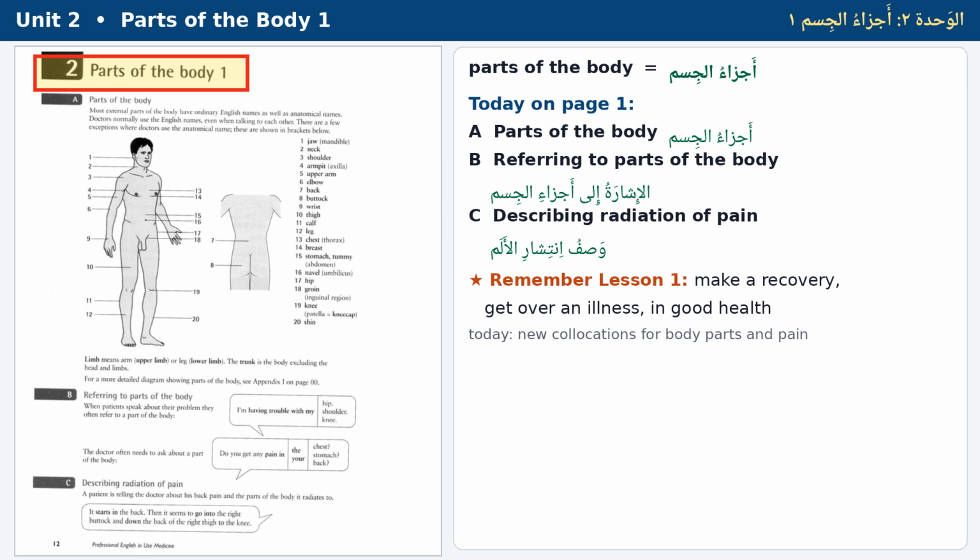Excellent. Now, look at page 1 on the left side of your screen. This page has 3 sections. Section A, parts of the body, أجزاء الجسم. Section B, referring to parts of the body, الإشارة إلى أجزاء الجسم. How patients and doctors talk about a part of the body. And Section C, describing radiation of pain, وصف انتشار الألم. Today, we will learn the English names of the body parts with their Arabic translation and new collocations for talking about pain. Are you ready? Let us begin.